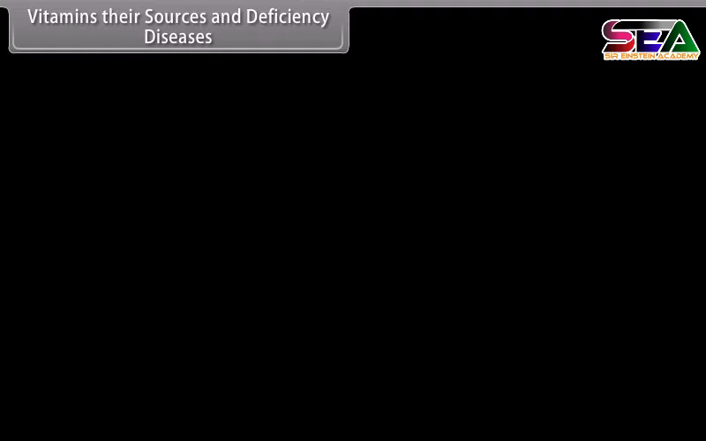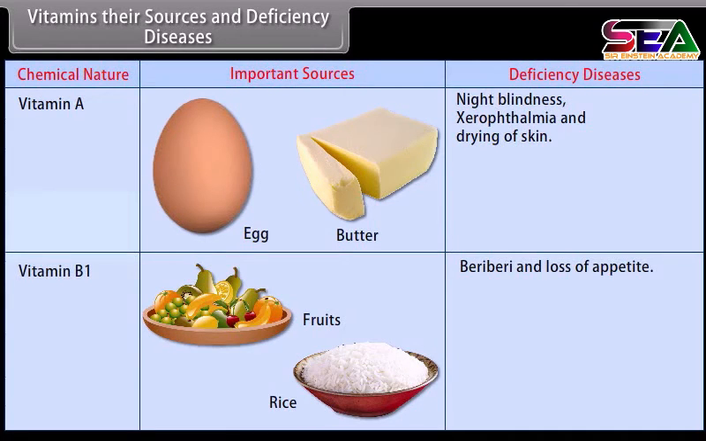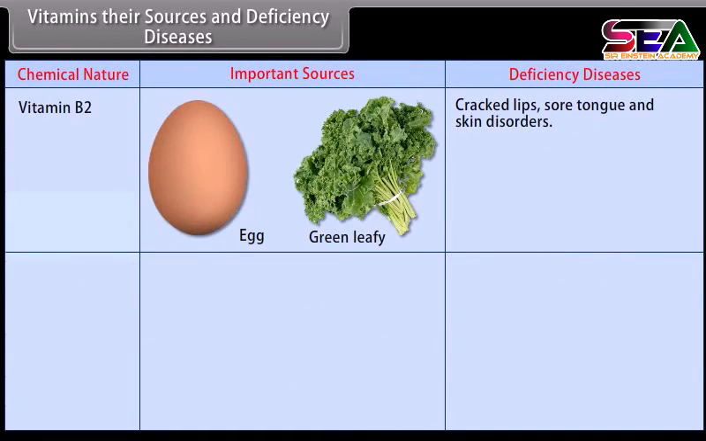Vitamins, their sources, and deficiency diseases. Vitamin A is soluble in oils and fats, but insoluble in water. It is essential for growth and vision. Vitamin B1 is soluble in water and destroyed by heat. Vitamin B2 is soluble in water. It is stable to heat and destroyed by light.